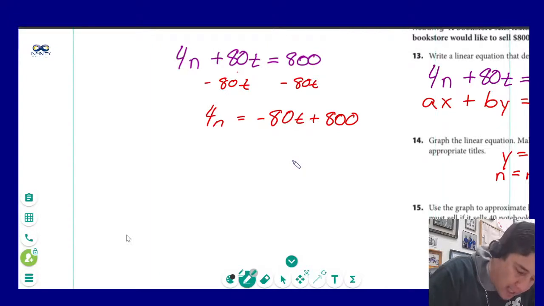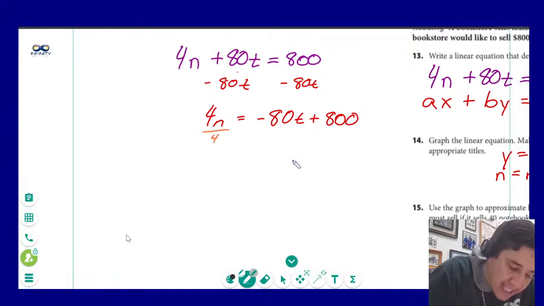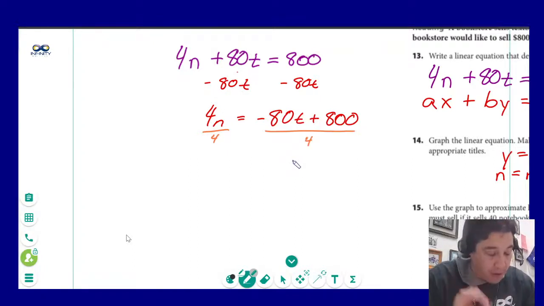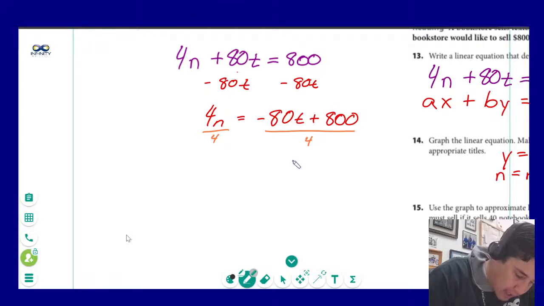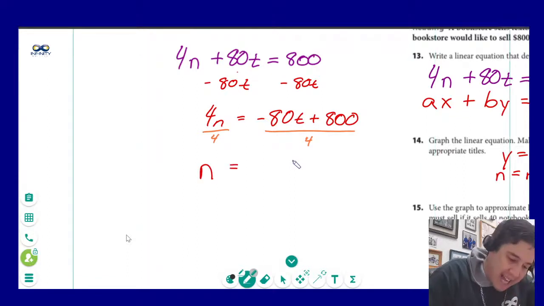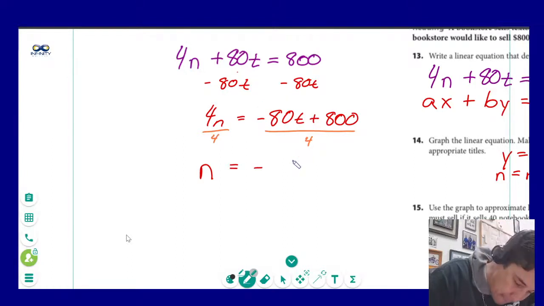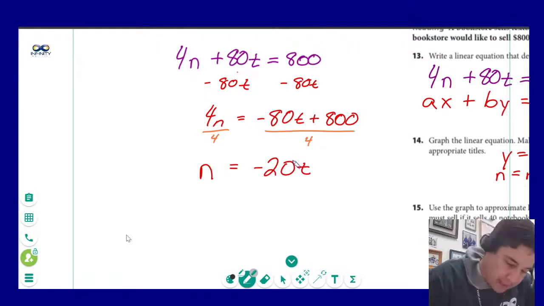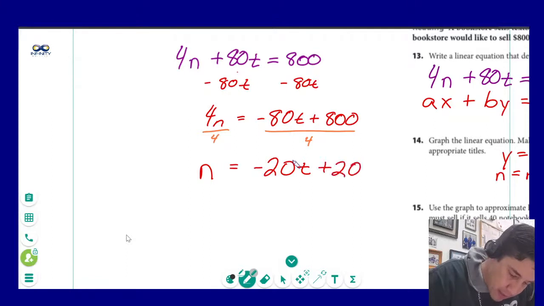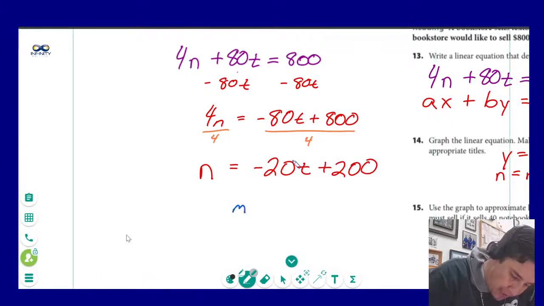All right, now listen, when I divide this side of the equation by 4, I must divide the entire other side of the equation by 4, not just part of it. Very important. 4 over 4 is 1. 1 times n leaves me with n. Equals negative 80 divided by 4 is going to be negative 20t, plus 800 divided by 4 is going to be 200. And that should show me that m, the slope, is equal to negative 20.